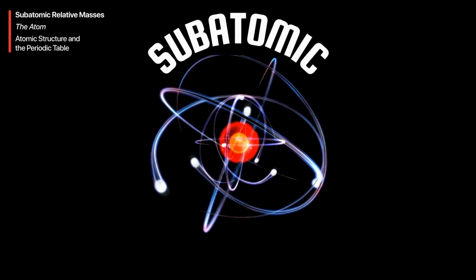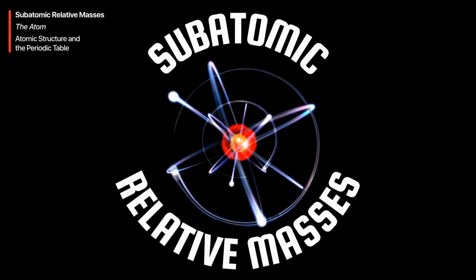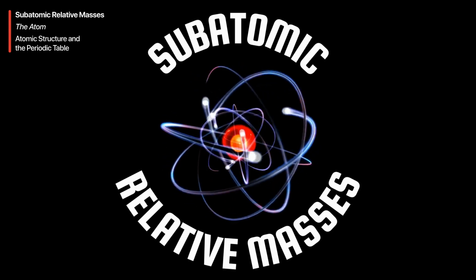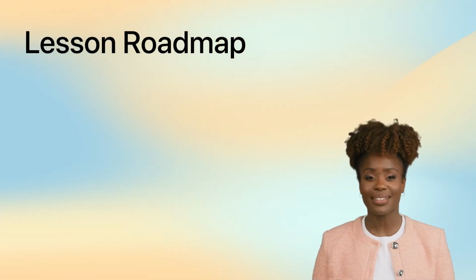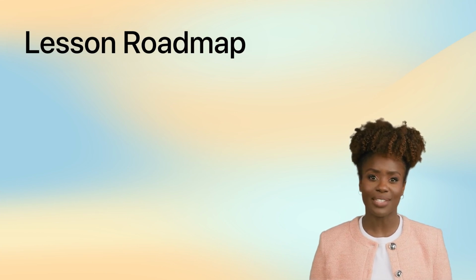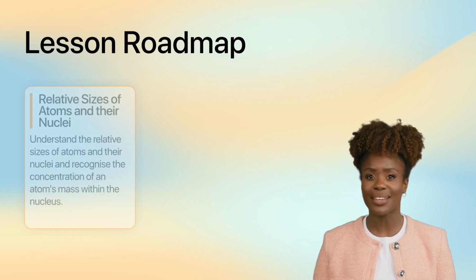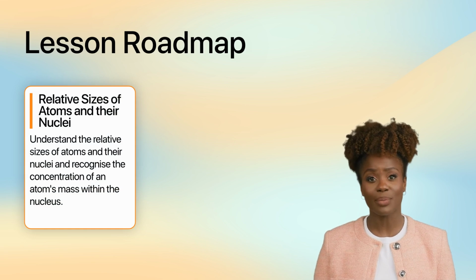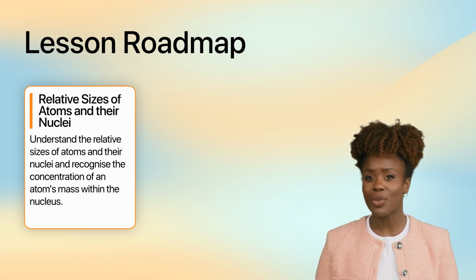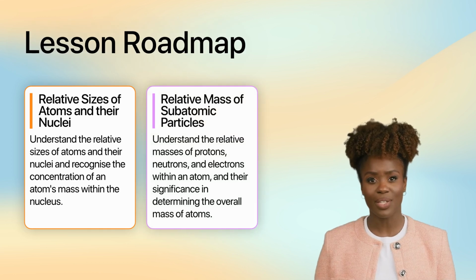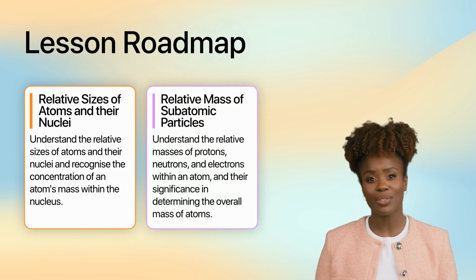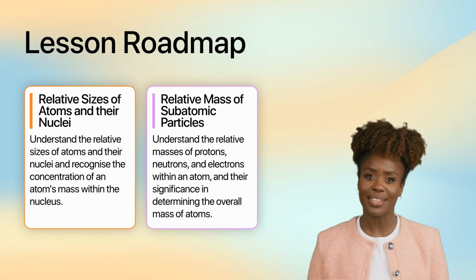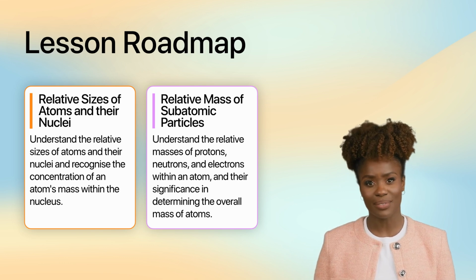Hello, and welcome to this lesson on the relative masses of subatomic particles within our broader unit on atomic structure and the periodic table. In this lesson, we'll start by looking at the relative sizes of atoms and their nuclei, recognizing the concentration of an atom's mass within the nucleus. We'll then look at the relative mass of subatomic particles. You will understand the relative masses of protons, neutrons, and electrons within an atom, and recognize their significance in determining the overall mass of atoms.